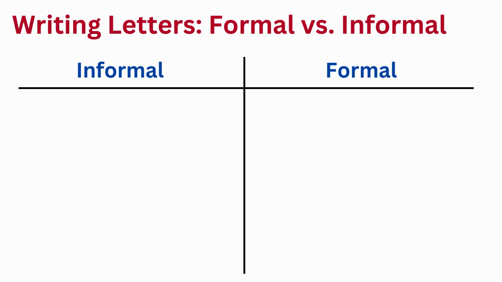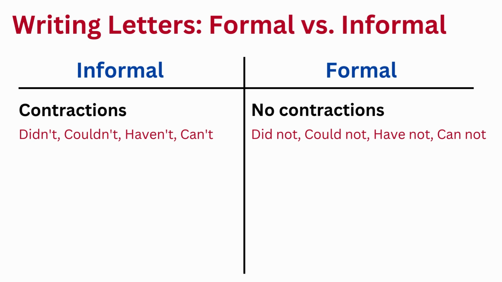Let's see. Informal English uses contractions. What are contractions? Words like didn't, wouldn't, couldn't, haven't, and hasn't. If you see a verb with an apostrophe followed by a T, that is a contraction. It's very important to know this because in formal writing, you don't use contractions. For example, didn't would be written as did not. Couldn't becomes could not. Haven't turns into have not. Can't is written as cannot.